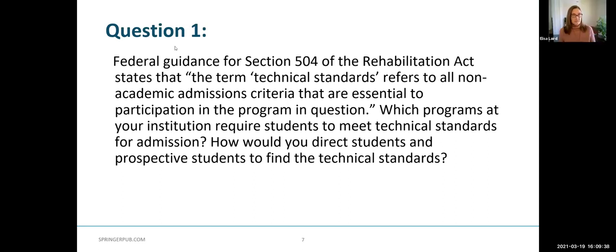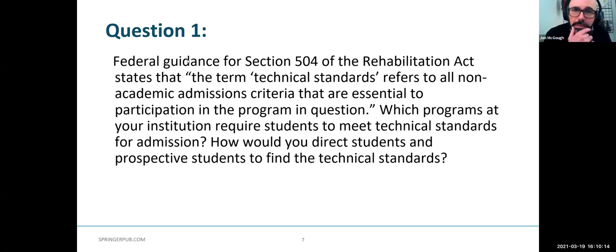What about at other schools? And I know that we're on a primarily health sciences focused webinar today, but technical standards are used in a lot of other non-health science programs. So any program from truck driving to student teaching might have technical standards. Music programs, there's all kinds of reasons why if it's some kind of non-academic admissions criteria that would be essential for participation in the program might play.